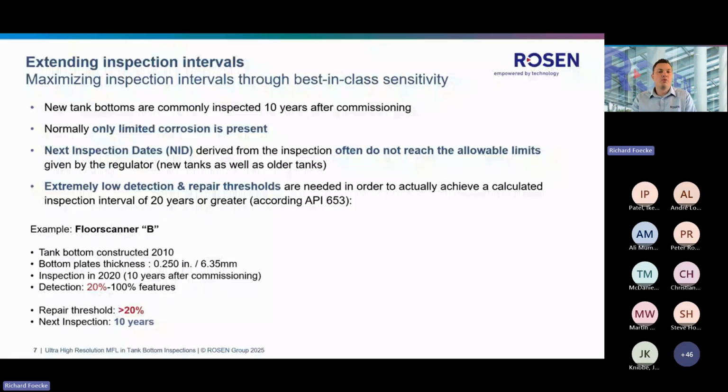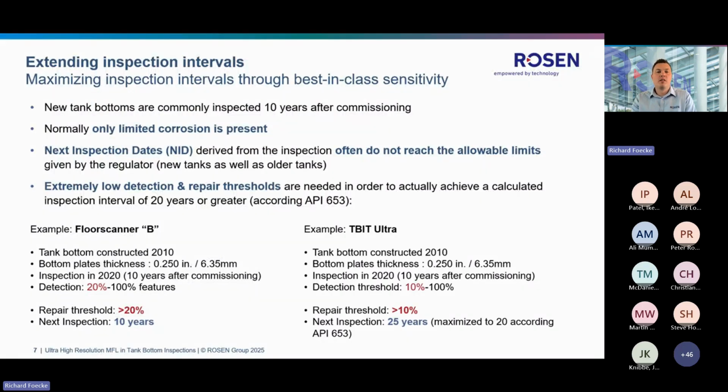If we look at the T-Bit Ultra that utilizes the ultra-high resolution and is able to detect from 10%, we only changed this parameter. So we left all the parameters the same, but only changed the detection threshold from 20 to 10%. The next inspection date calculation ends up with 25 years. However, the API maximizes this to 20 years. Nevertheless, we could reach double the next inspection date, from 10 years to 20 years, just by changing the detection threshold from 20 to 10%.